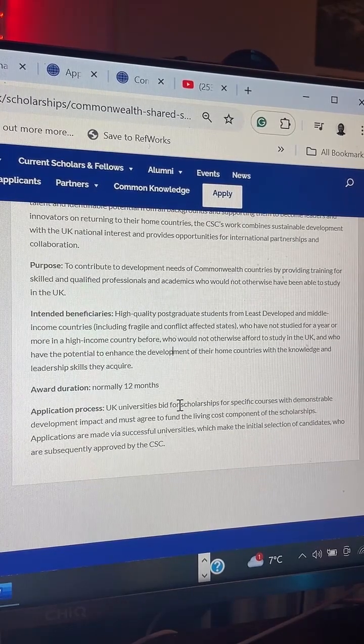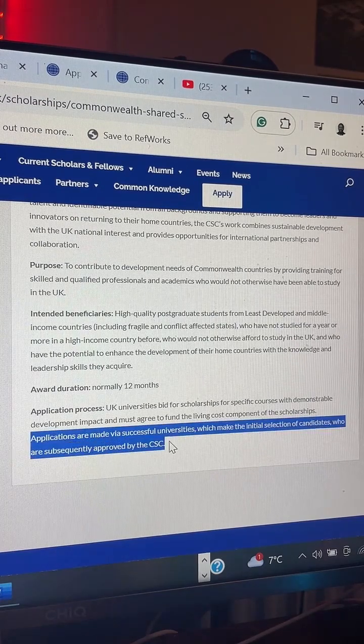So the duration, like I said, is normally 12 months. And then the application process. For every year, when they open their scholarship window, some UK universities will come forward and say that they want to be part of the scholarship. Some universities are constant every year, but in some years they may back off. So universities within the UK will suggest the specific courses that they want to bring forth for the scholarship.